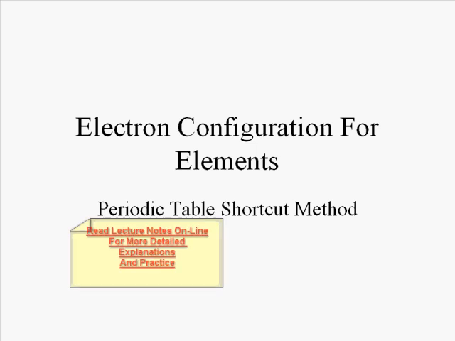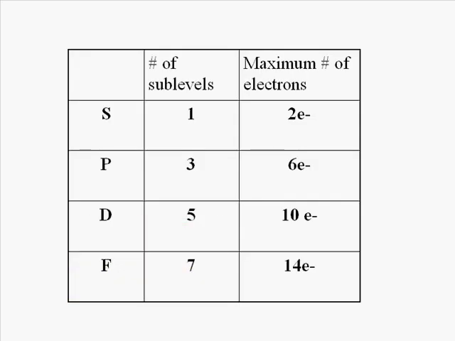Electron configuration for elements. It's a periodic table shortcut method. It is the best method to know to be able to do these electron configurations. We have the different sublevels, which was covered in a previous video lecture. I want you to remember what is the maximum number of electrons that each of these sublevels can hold.